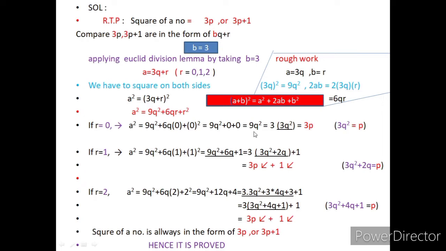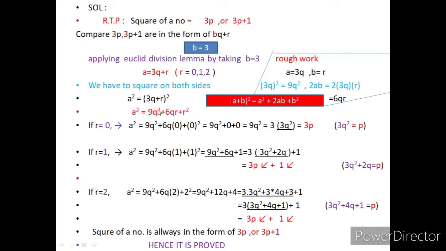Here it can be written as 3 of 3 square, that means this 9 is divisible by 3. Why? Because our forms contain 3, so you have to check whether it is divisible by 3 or not. It is clearly divisible by 3. Therefore I will write 3 into 3 into q square. Whenever you assume this 3 q square as p, it becomes 3 of p. It gives 3p, which is one of our required forms. Then you will take r equal to 1.